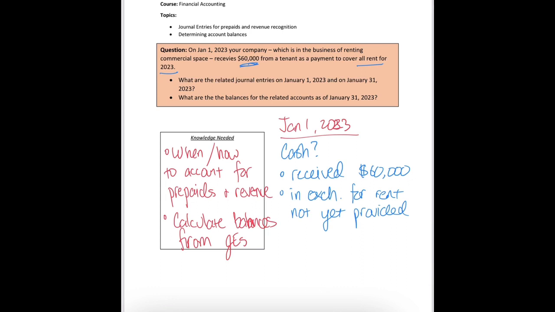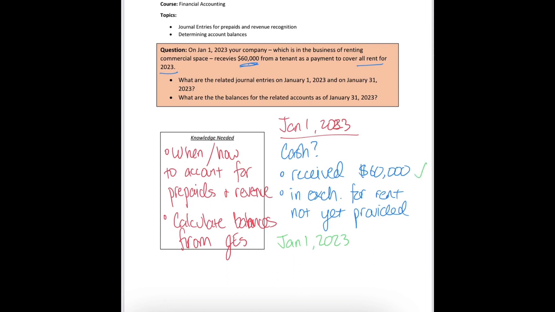Now, the reason that not yet provided element is important is that you've got to recognize, hey, in this instance, what is this tenant doing? Well, they're prepaying for rent. They are prepaying for it. So how does that translate into a journal entry? Well, let's go ahead and take a look at this one here. So if I'm setting up my journal entry here, I know it's going to be January 1st, 2023. Let's look at our first bullet point here. I received $60,000.